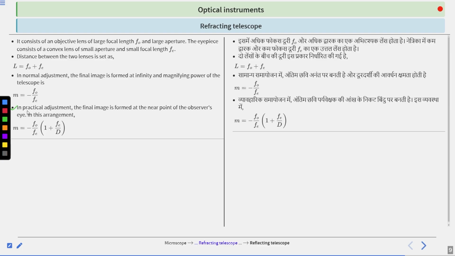In practical adjustment, the final image is formed at the near point of the observer's eye. In this arrangement, magnification is equal to minus FO divided by Fe multiplied by 1 plus Fe divided by D. So FO is the focal length of the objective, Fe is the focal length of the eyepiece, and D is equal to 25 centimeter. Clear? So I think all the points are clear.